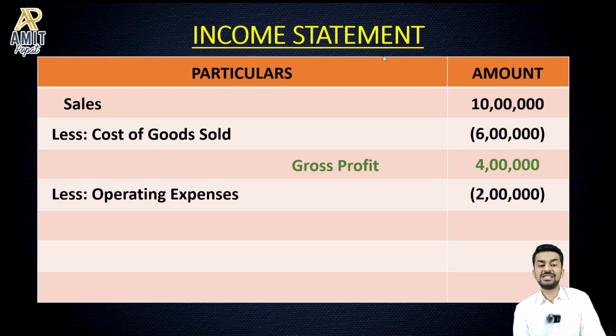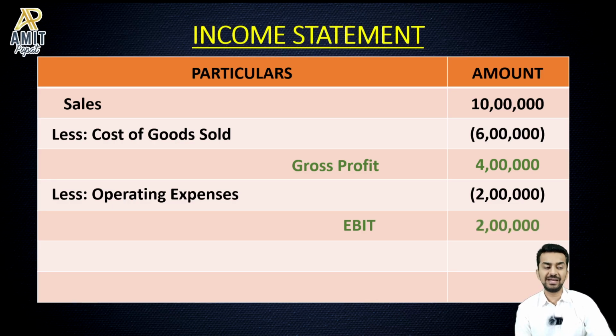It can be your salesman commission, your advertisement cost, your marketing cost, everything. Every cost that you incur to run the business is called operating expense. If I subtract this, I get earnings before interest and tax, EBIT. Some people also call it operating profit because this is the profit that I generate by doing the trading activity or the manufacturing activity. This is actually the core profit of my business activities.